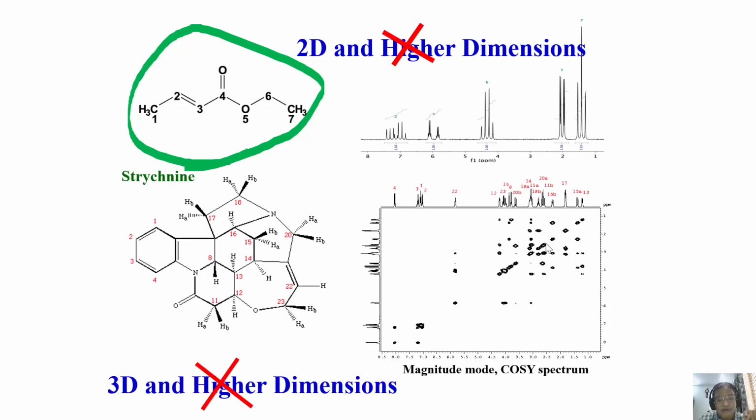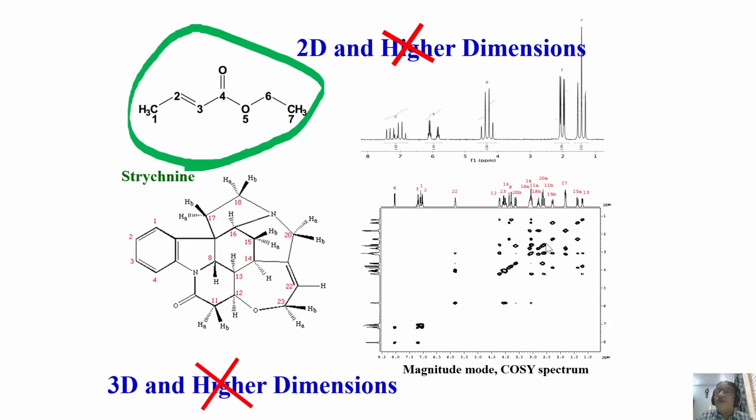Of course, even for small molecules, sometimes you go to a different type of experiment, depending on the particular information you want to derive. For that, you can design an experiment of your own. You can go to 2-dimension, 3-dimension, etc. But for routine analysis, a 2-dimensional experiment is more than sufficient even for the strychnine molecule. You don't require higher dimensions.